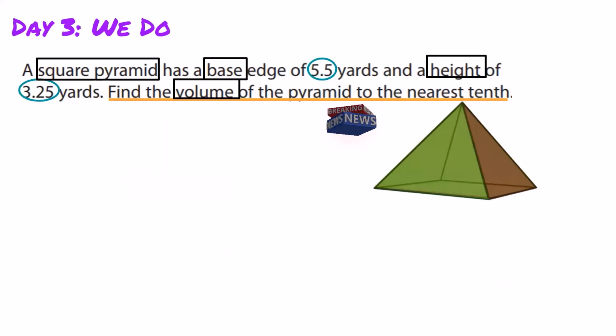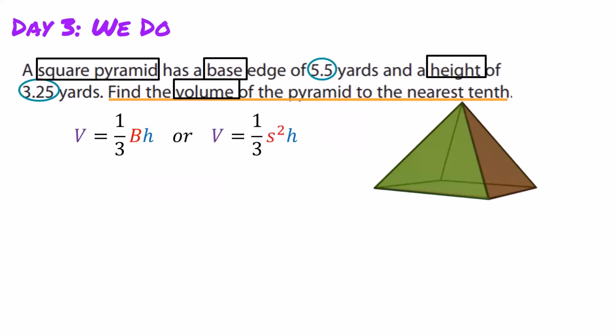Now, the first thing I would want you to do is to write the formula. That would be the first step. Here, we have the original formula, which is volume equals 1/3 times area of base times height. But me personally, I would want you to go ahead and plug in the formula that's going to help you find the area of your base. So I would write it as volume equals 1/3 times S squared times height.